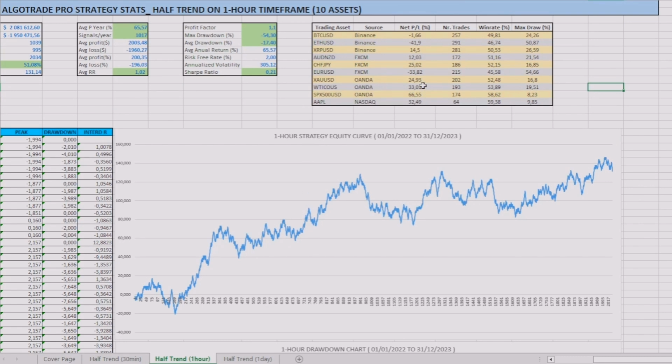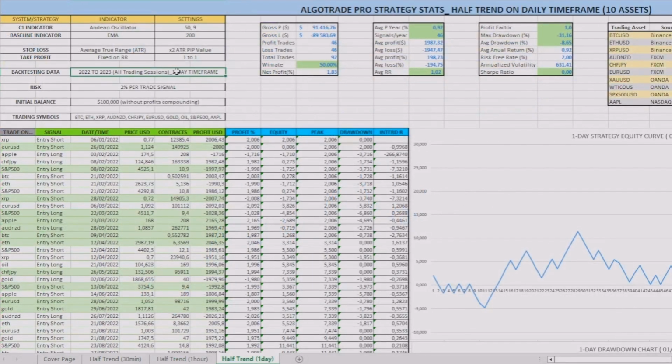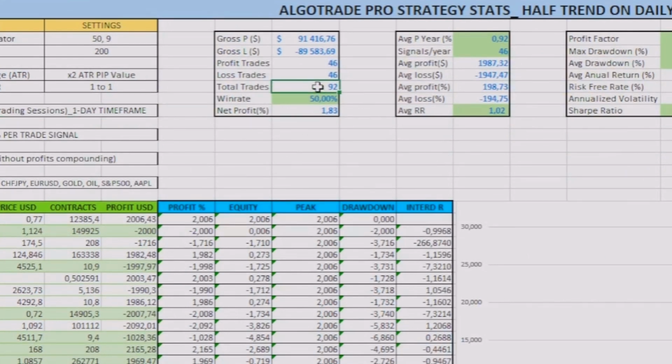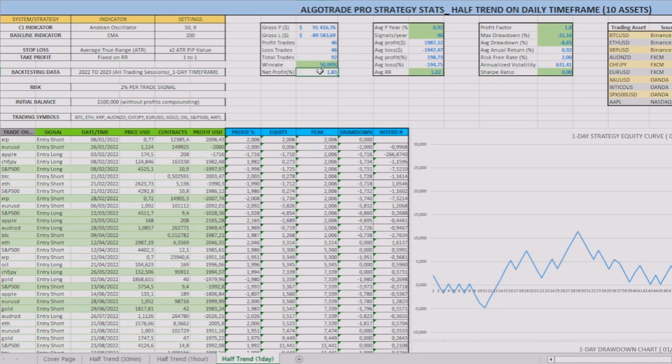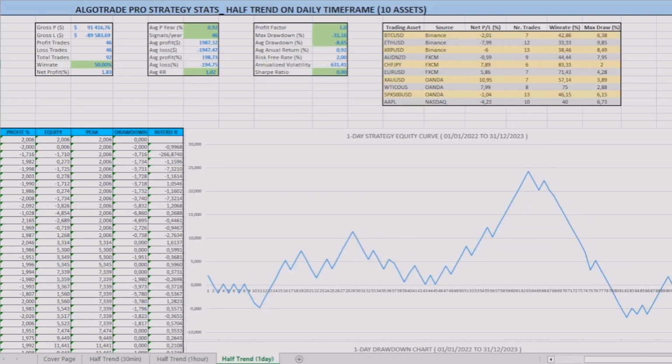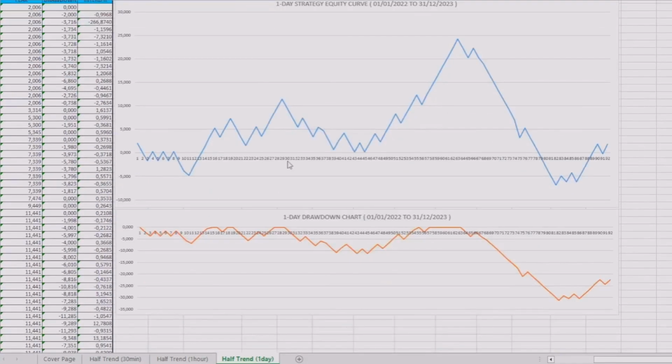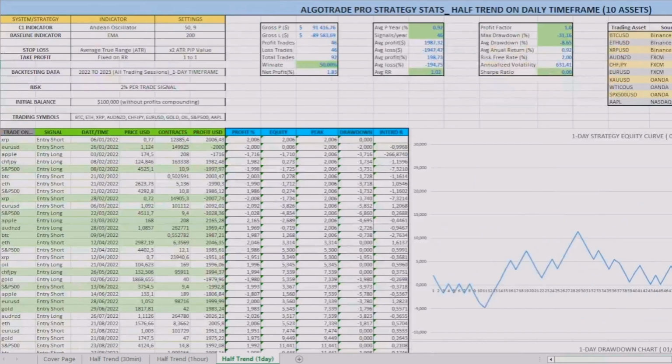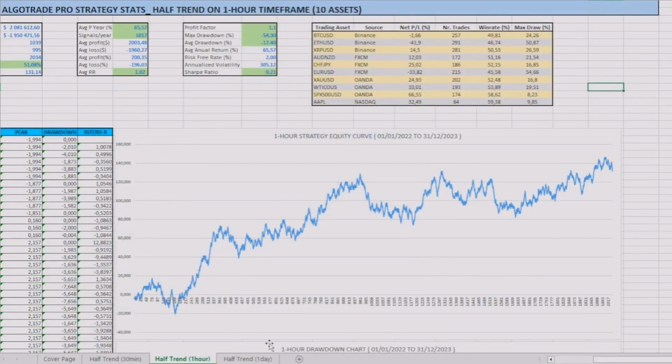And finally, on the daily time frame, after 92 trades, the indicator achieved a win rate of 50% and a total net profit of 1.83%. So a break-even result that can also be noticed when looking at the equity chart, which is flat. So overall, this indicator in these conditions proved that it is not very consistent.